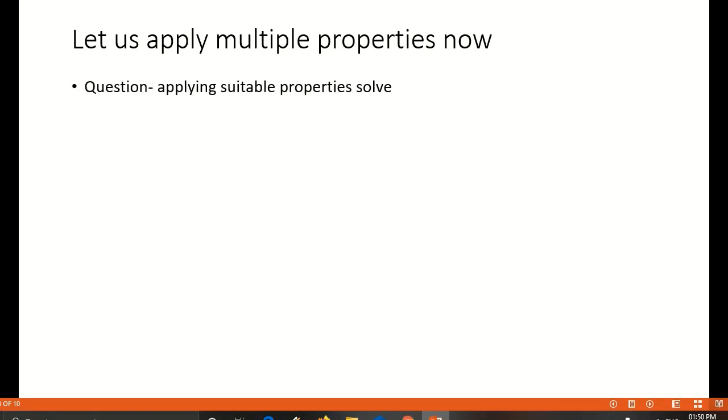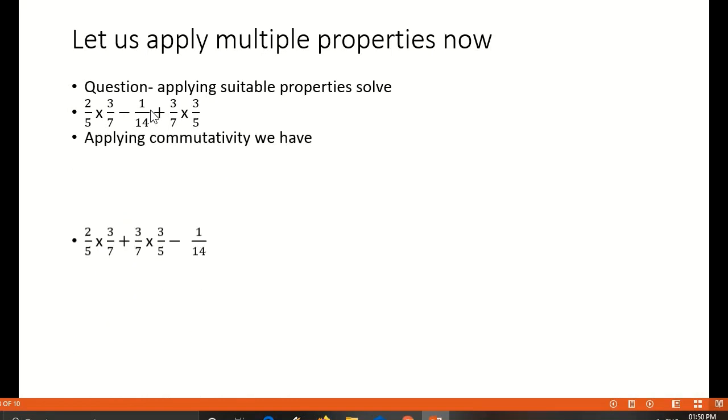So we have a question: applying suitable properties, solve. 2 by 5 multiplied by 3 by 7 minus 1 by 14 plus 3 by 7 into 3 by 5. As we observe that we have 3 by 7 in the first term and in the last term, what we will do is we will apply the commutative property on the second term and third term by interchanging them. So if we interchange them, 3 by 7 into 3 by 5 comes in the middle and minus 1 by 14 comes later. So this is how we apply the commutative property.